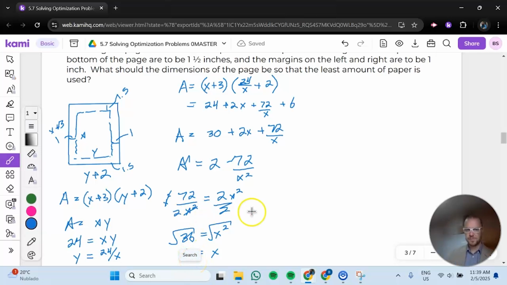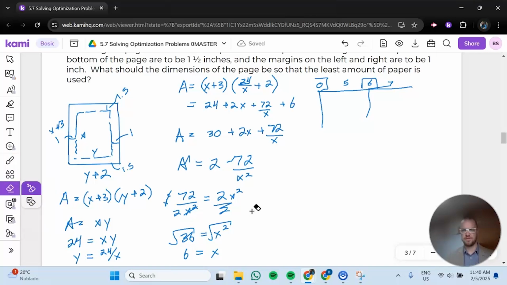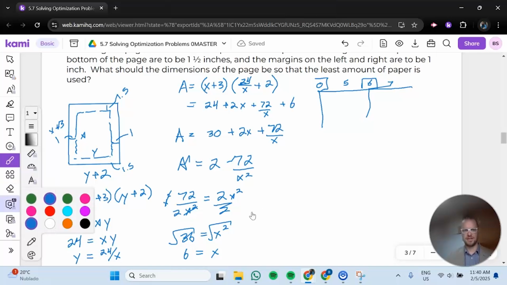Okay? Now, from there, what I could do is confirm that it is indeed a minimum. Go from 0, go from 6. Let's check points 5 and 7. Okay, so if I put 5 into that derivative here, I'm going to get, let's see here. You know what, let's do 1. 1's easier. Why am I doing 5? 1 is way easier.